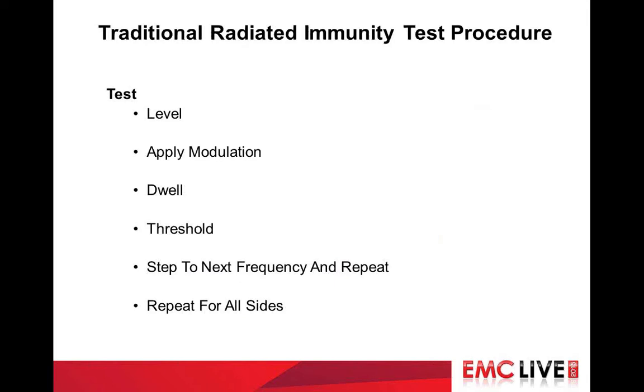The following are the steps required to perform radiated immunity testing. From the calibration step, set the forward power level to generate the desired field strength. If modulation is required, apply the appropriate modulation. Turn on the signal for the dwell time specified. If the EUT fails, stop the test and lower the forward power to determine the threshold of where the EUT failed. Step to the next frequency and repeat the steps above. Then repeat this for all EUT sides specified in the test plan.